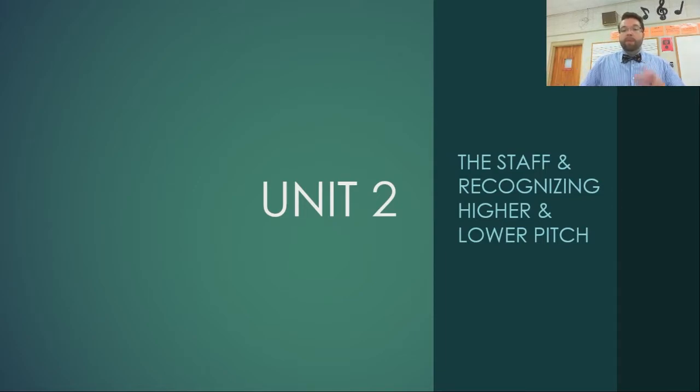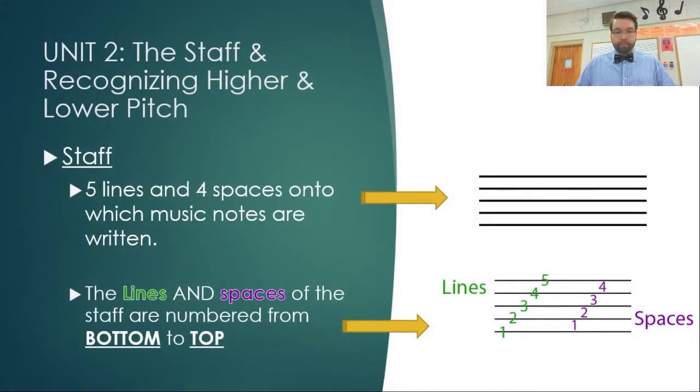Unit 2, recognizing the staff and recognizing higher and lower pitches. So the staff, all it is, is 5 lines and 4 spaces onto which music notes are written, as you can see here, indicated by this little arrow. That's our staff, 5 lines, 4 spaces. The lines and the spaces of the staff are numbered from bottom to top. Key to remember, bottom to top.